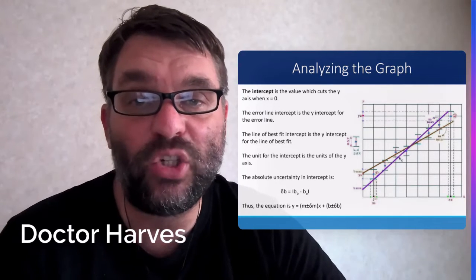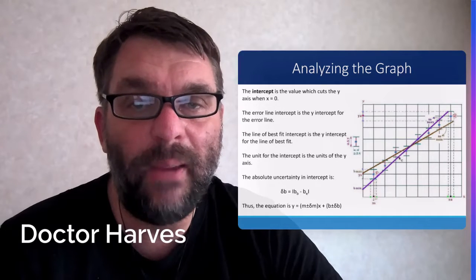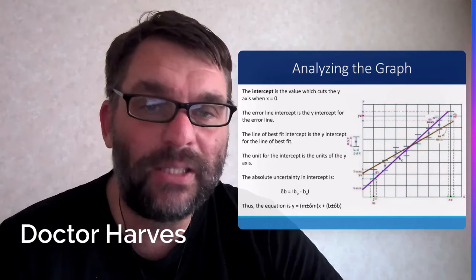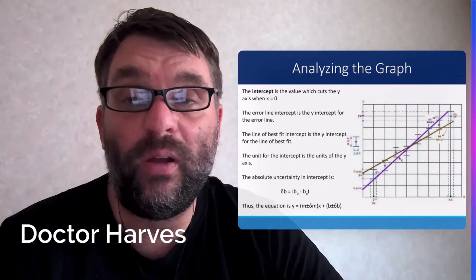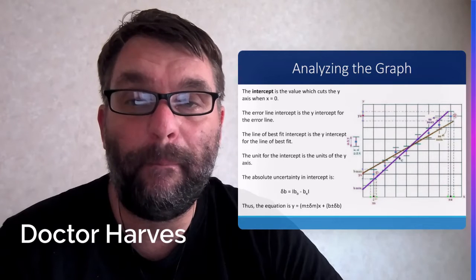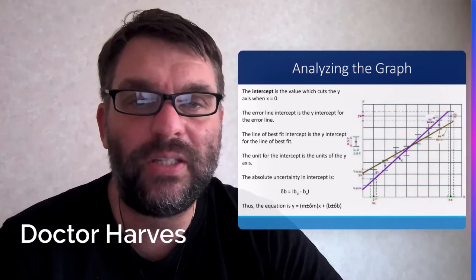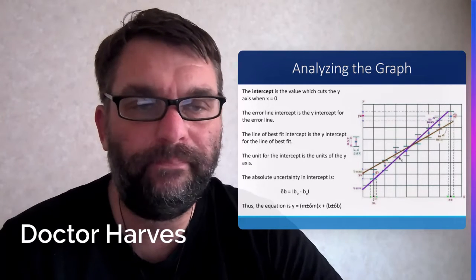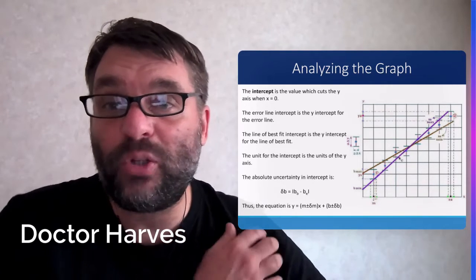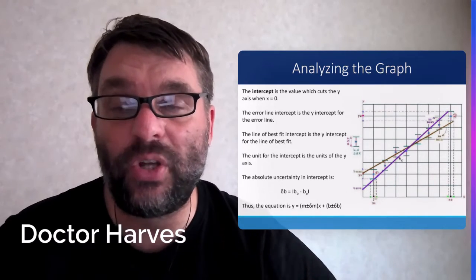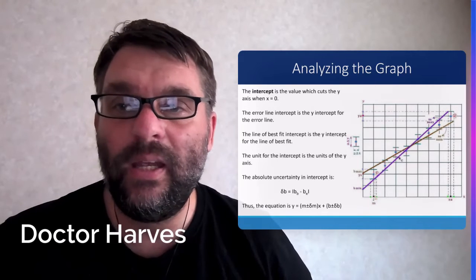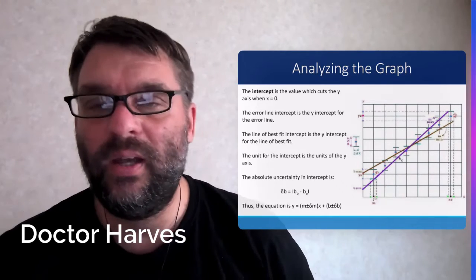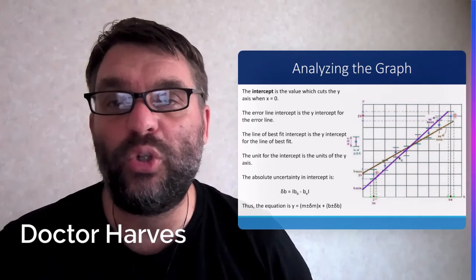So you end up with an equation of y equals m plus or minus the absolute uncertainty in m, multiplied by x, plus the value for your line of best fit intercept plus or minus the absolute uncertainty in the intercept. So that's pretty much all you have to do for the analysis of your graph and your data and crunching the numbers. And in our next video, we'll be looking at how you're going to discuss and conclude your internal in order to get excellence.